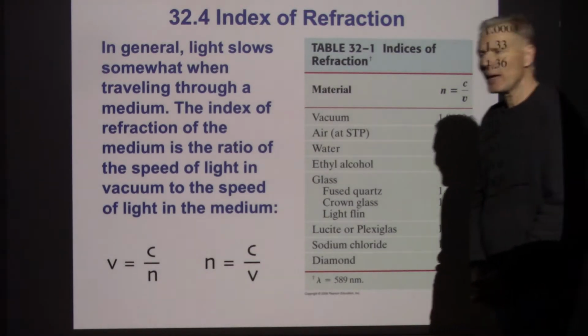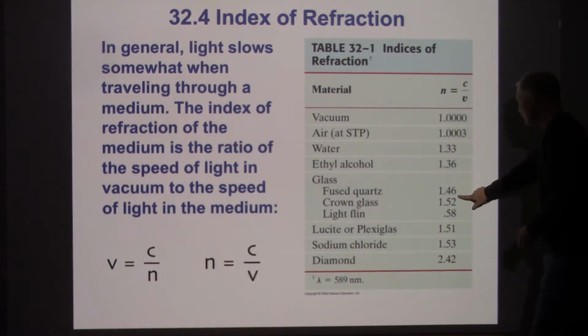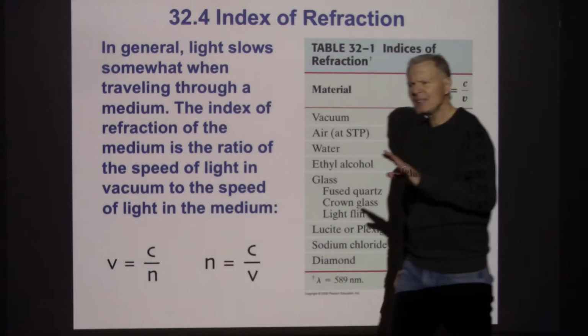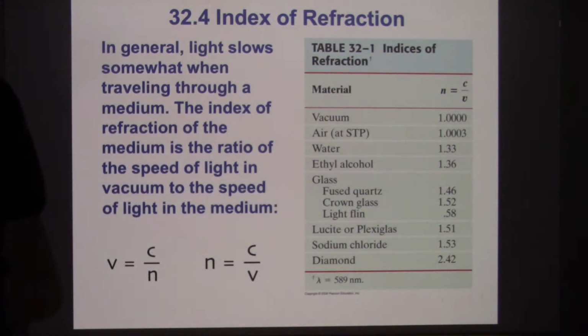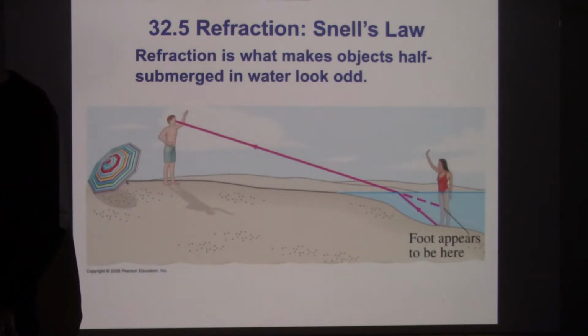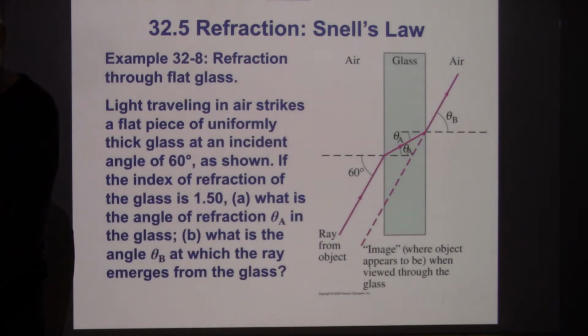So it has slowed down significantly, and you can see for other materials, for glass this tends to be around 1.5. For diamond it's 2.2, so light really gets slowed down. When light's passing through diamond, it's only traveling at about 40% of the speed that it would have in a vacuum. So what this leads to is a bending. There's a bending that takes place as the light slows down.